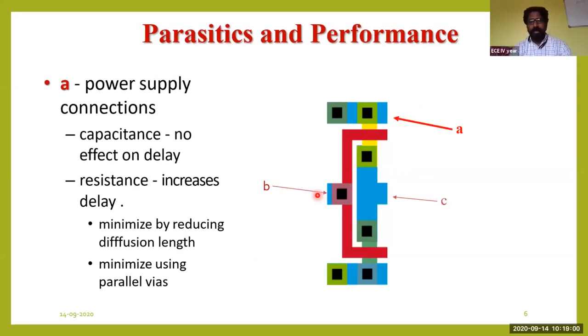Let us see now, one after another, the parasitics. First, at point A, this is a power supply rail. This part is called the power supply rails. This is called the VDD rail, and the bottom one is called the ground rail. The major part is that since we supply the power from here itself, the power has been supplied to the entire circuit.